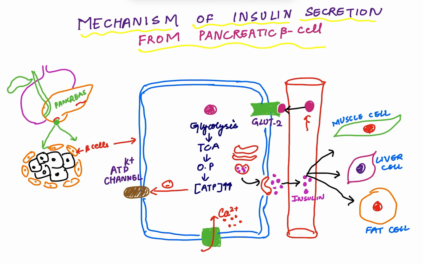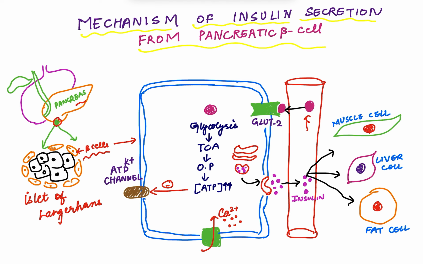Now, inside the pancreas, there are certain tiny clusters of cells called islets of Langerhans. Among these islets of Langerhans, a few specialized cells are called beta cells. These are the beta cells which are responsible for making and releasing insulin. Now, let us see what happens step by step.